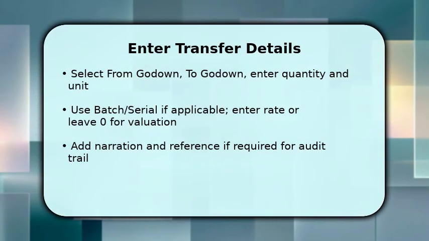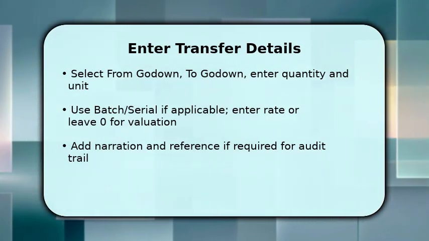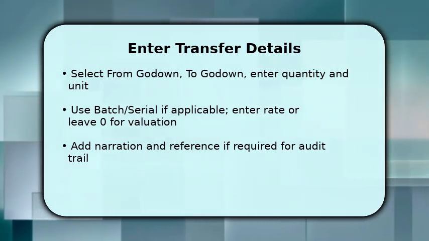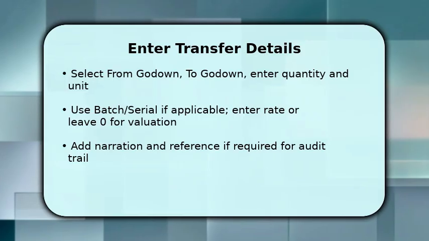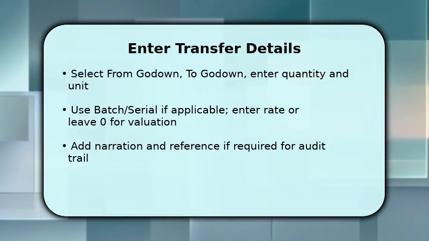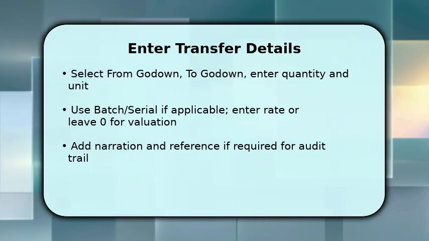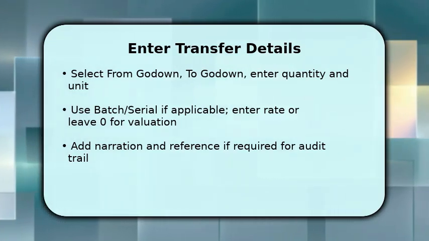You now focus on the detailed execution. Select the from go-down, then the to go-down, and enter item, quantity, and unit precisely. If you use batch or serial numbers, include them to maintain traceability, otherwise skip. Enter the rate if you must adjust stock valuation. If not, leave rate as 0 and let averages update.